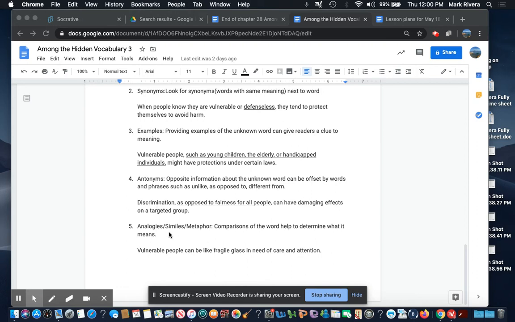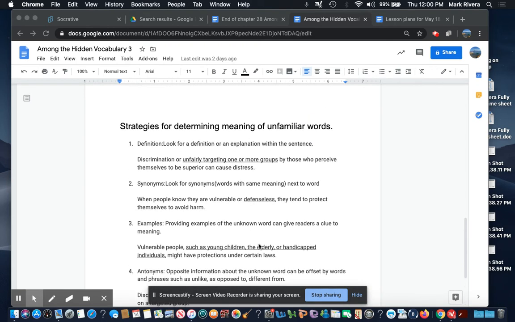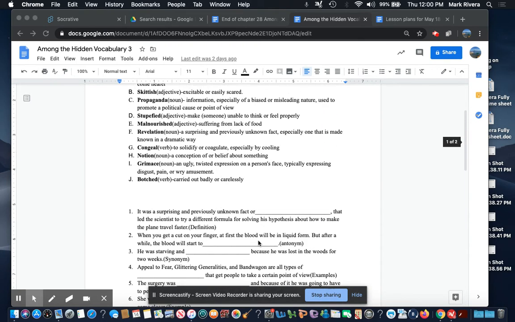And then the last one is sometimes you'll see an analogy, a simile, or a metaphor. It's a comparison of the word, and then you have to determine what it means that way. So: vulnerable people, like fragile glass, in need of care and attention. The fact that I'm comparing these people to being fragile shows me that that's what vulnerable means. Okay, all right, so let's go up to the top and see what these words actually mean.